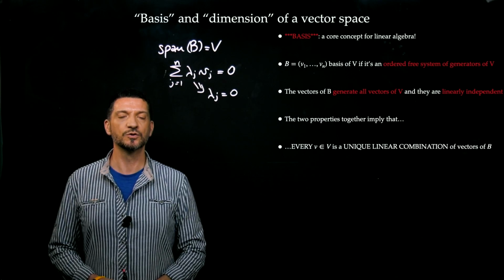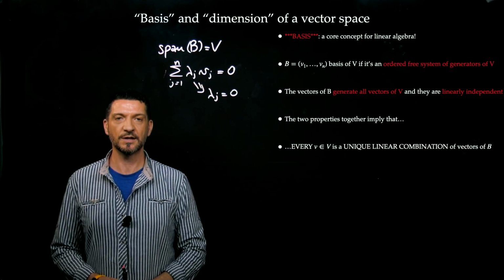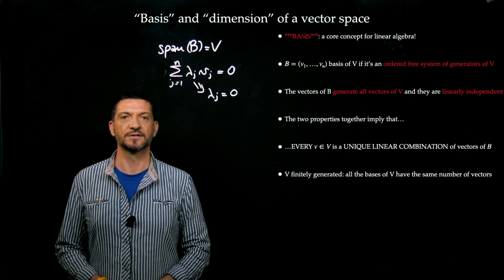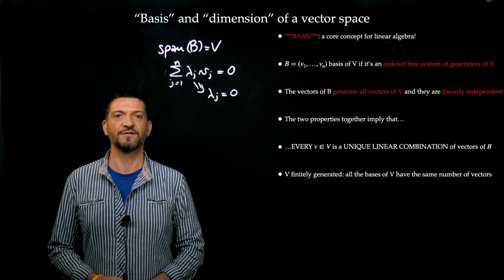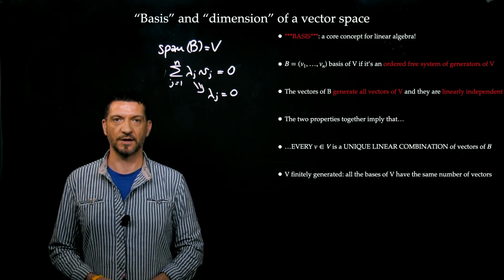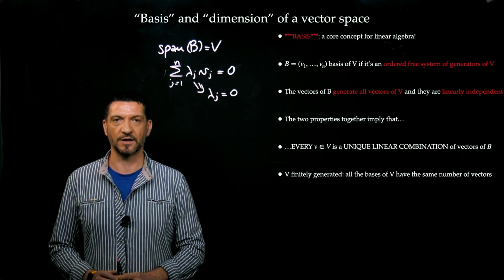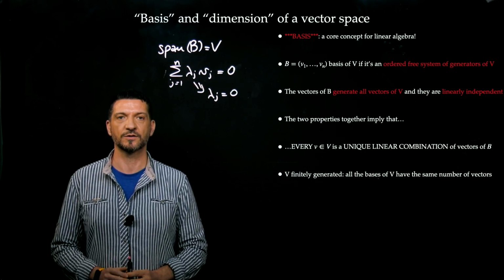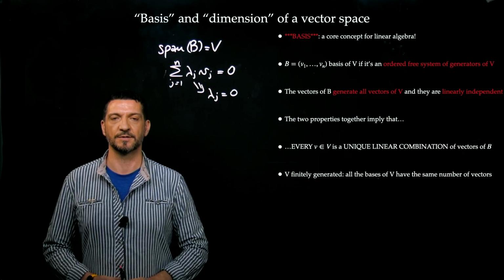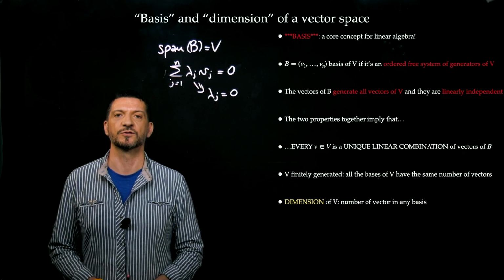As we have seen, the two properties together imply that every vector of V can be written uniquely as a linear combination of the basis vectors. We have also seen that when a vector space is finitely generated, then all its bases have the same number of vectors. This doesn't mean that all the bases of a vector space have the same vectors, just that the number of vectors appearing in every basis of a vector space is exactly the same. This number has a precise name and is called the dimension of the vector space.